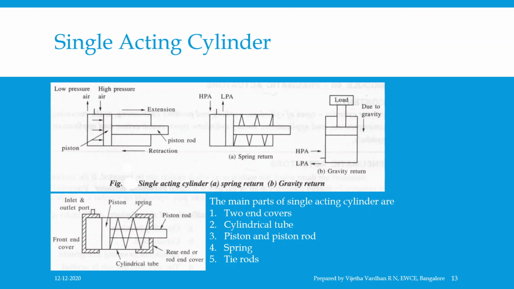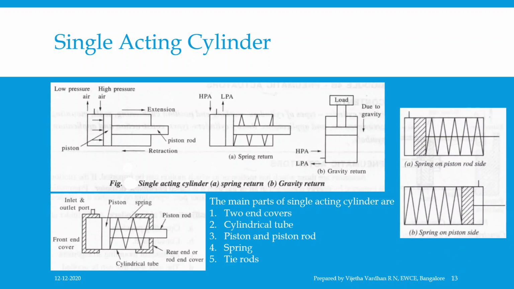The location of the spring is either on the piston side or on the rod end side, depending on the application of the cylinder. In the spring on piston rod side, the piston is extended by compressed air and the spring retracts it, which you can see in the figure here on the right hand side of the slide.